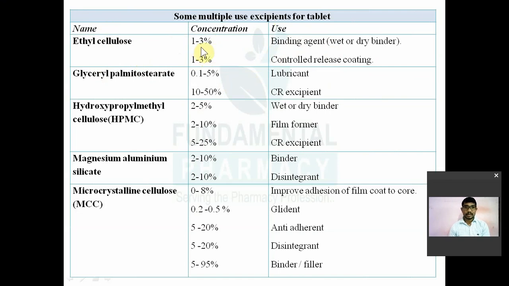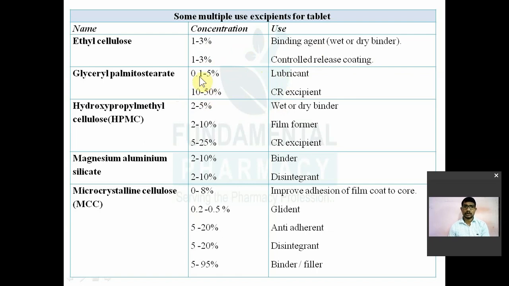If you have 1 to 3% ethyl cellulose, you can use it as a binding agent in wet granulation and dry granulation as a binder. Then 1 to 3% again, it is used as a control release coating for tablets. Then glyceryl palmitostearate is used as a lubricant as well as a control release agent at this concentration.